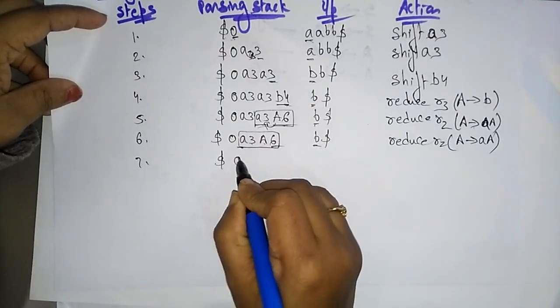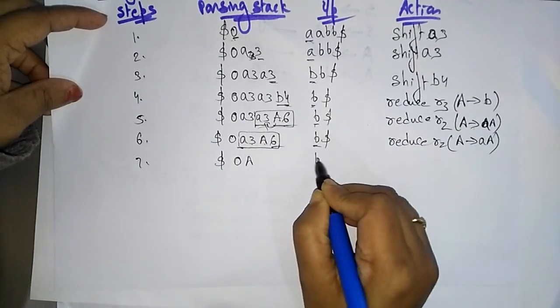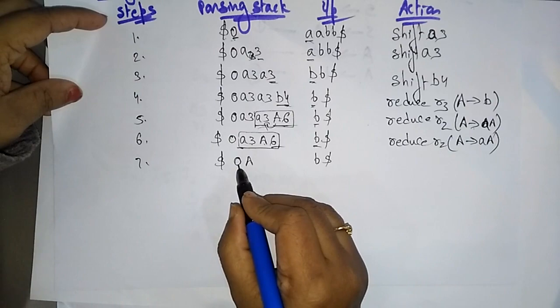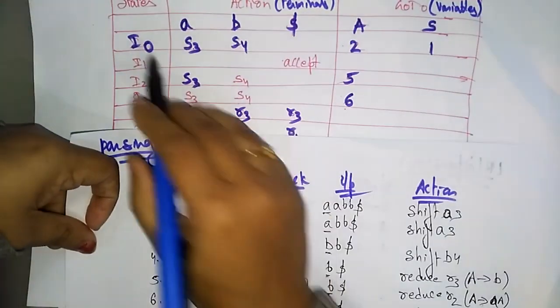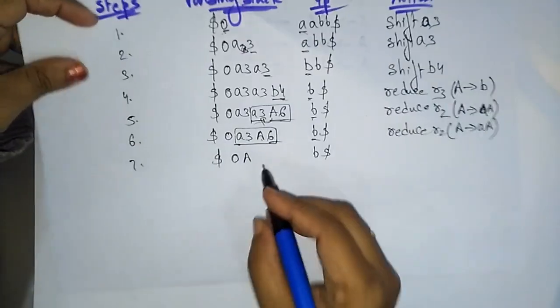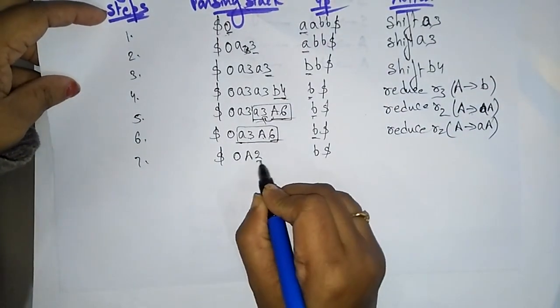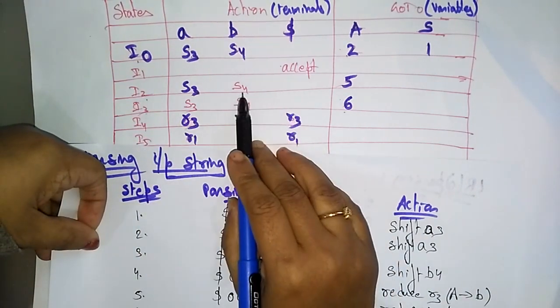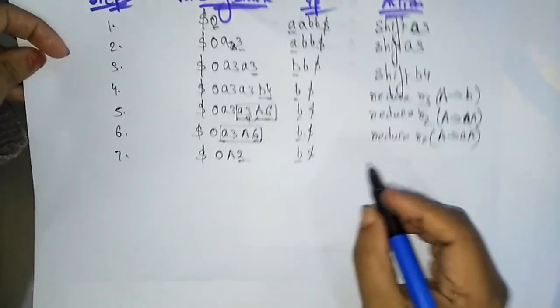Dollar, 0, A, B, dollar. But after A there is no state. So just check the state of I0 and A. State of I0 and A is 2. Just write 2 here. Now check 2 and B. So I2 and B, shift 4.